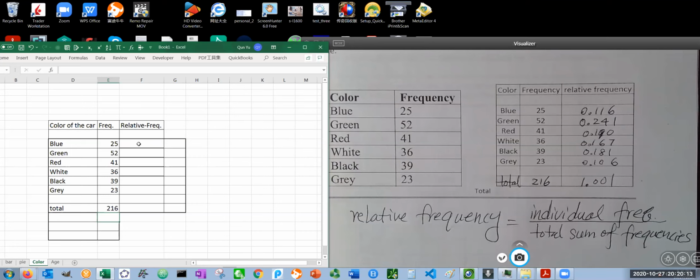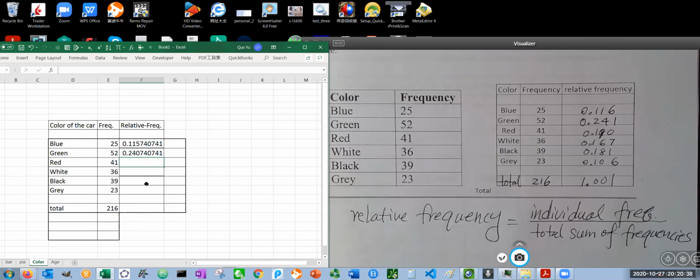Now, sure, you can do the division one by one. Say, for example, this equals 25. Just click 25 slash, which means division. Click 216, then enter. You got this number, round it, you got 0.116. That's the correct answer. And do the second one, equals 52. Click slash 216. You got the second one, and so on.